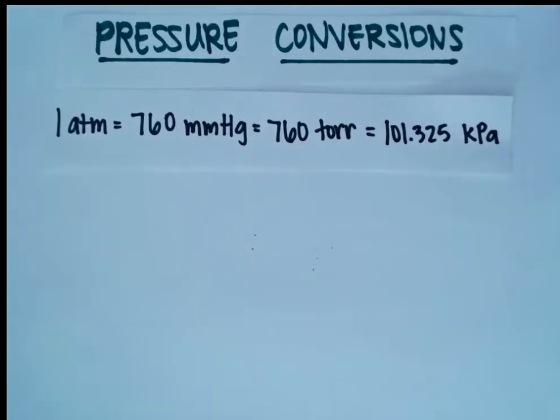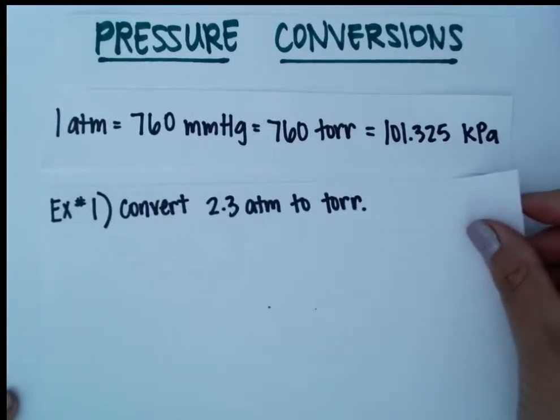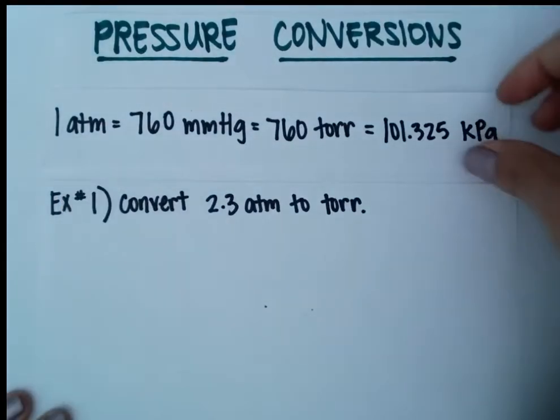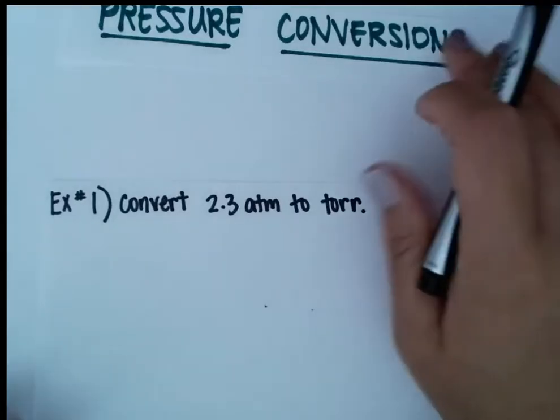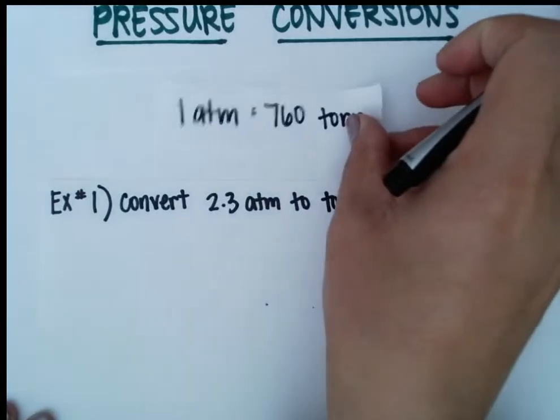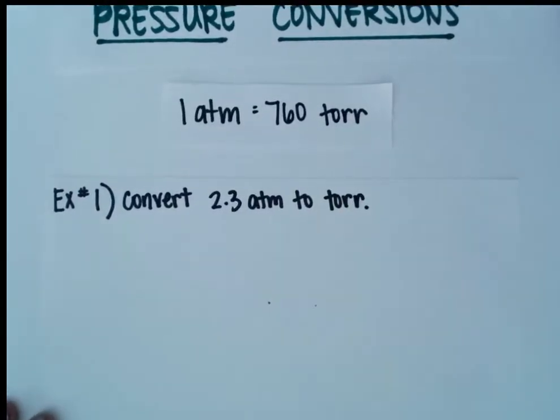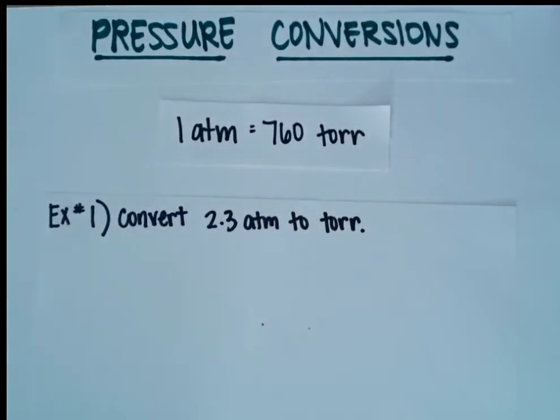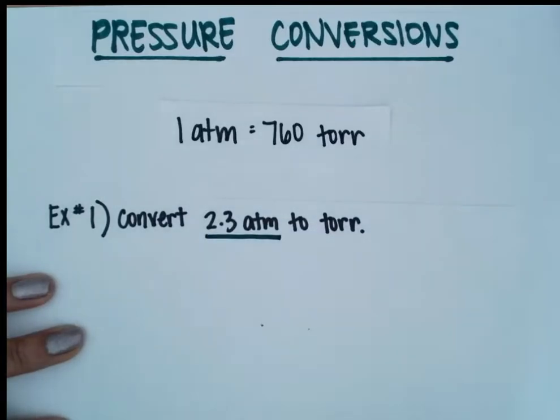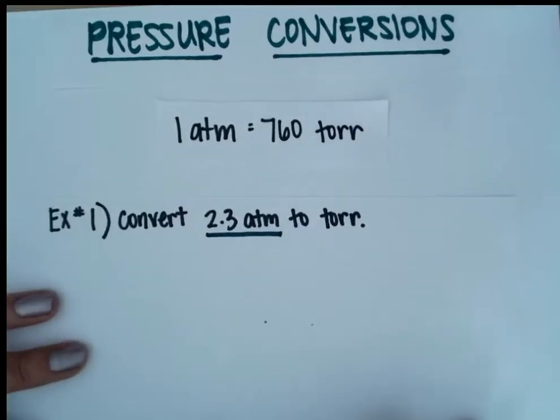So the first example that we're going to look at is converting ATMs to torr. It says convert 2.3 ATMs to torr. I don't really need all of these units for this particular problem, so I'm just going to write the pressure conversion from ATM to torr, which is 1 ATM is equal to 760 torr. The way that I'm going to solve this is just like a conversion problem we've done before. You always want to start with what's given. So 2.3 ATM is what we are going to start our T-chart with.